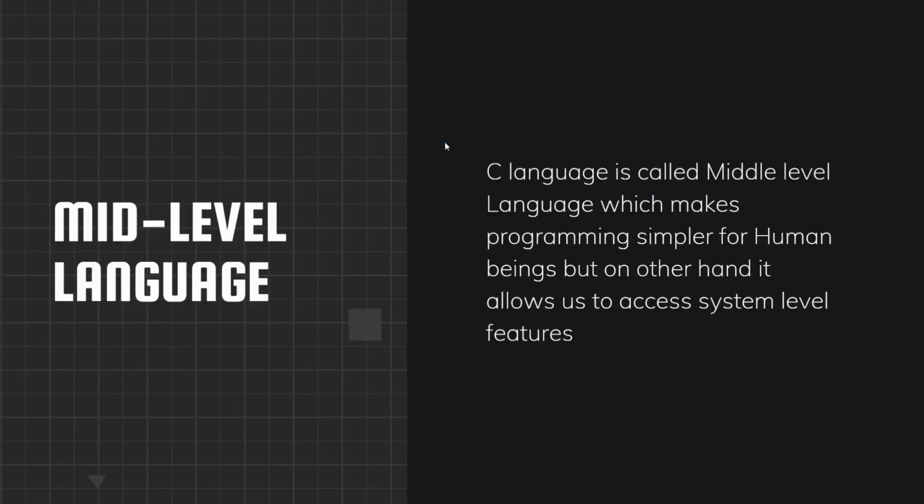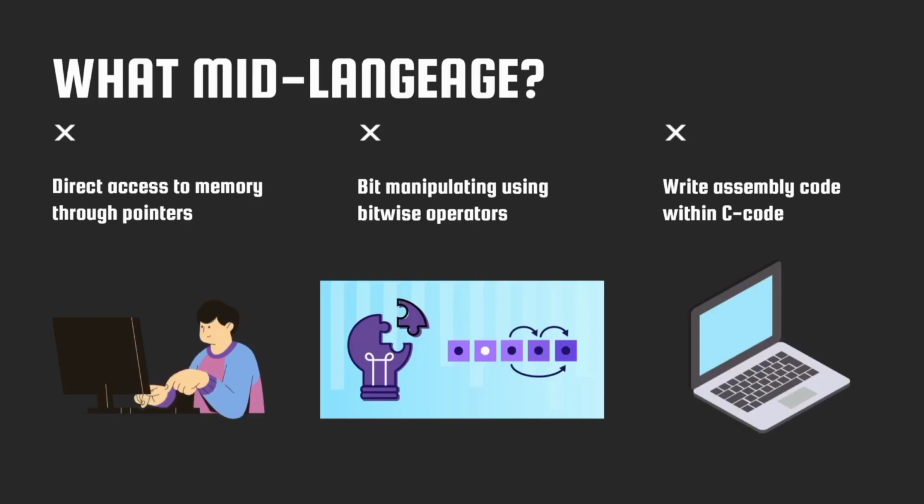C language is called a middle level language, which makes programming simpler for humans. But on the other hand, it allows us to access system level features like the machine languages. That is, direct access to memory through pointers, bit manipulation using bitwise operators, and writing assembly code within C code. These are some of the system level features that are available in C language. There are many more, but we will discuss them in the future.